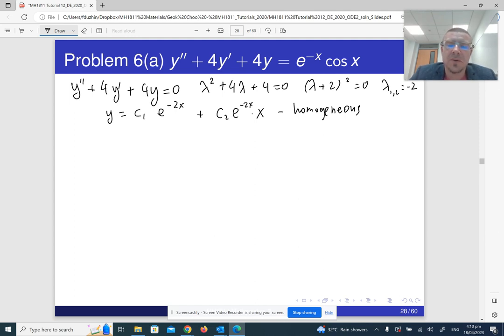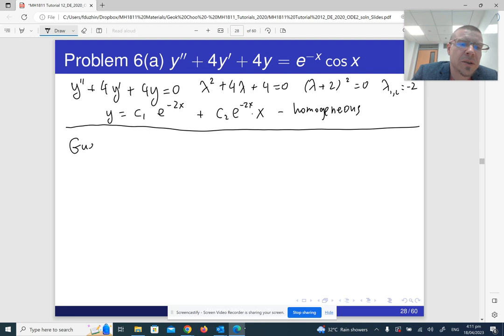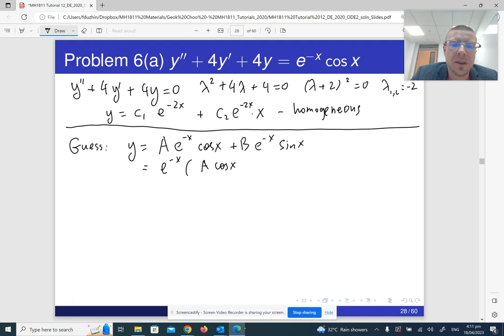Now, in order to solve the non-homogeneous equation, we kind of have to guess the answer in the same form as the right-hand side. So the right-hand side is the product of the exponential function and a trigonometric function, and in that case, we have to include both cosine and sine into our answer. So for the non-homogeneous equation, our guess is y equals some a times e to the minus x cosine x plus some b times e to the minus x sine x. I think it's more convenient to take out e to the minus x times a cos x plus b sine x.